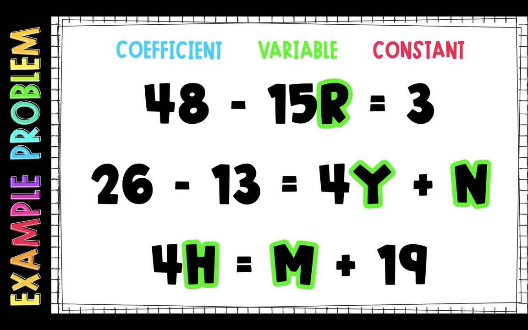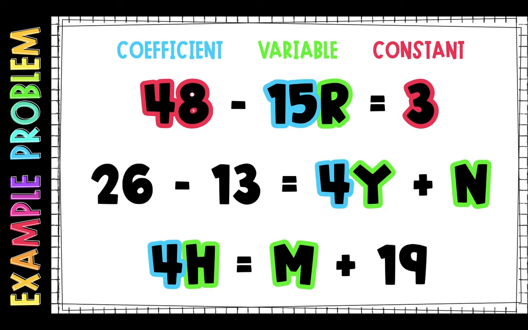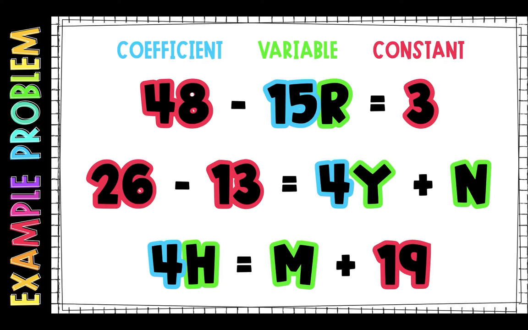Next, let's go ahead and label the coefficients. Coefficients are numbers that are multiplied by a variable. So I have 15 being multiplied by r, I have 4 being multiplied by y, and 4 again is being multiplied by h in the last example. So these are my three coefficients. Finally, I'm going to label the constants. Remember, a constant is any number that's sitting on its own. So I have 48 and 3 in my first equation, 26 and 13 in the second equation, and 19 is the only constant in my final equation.